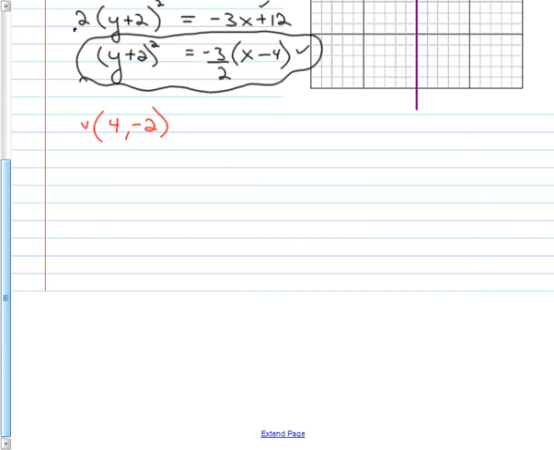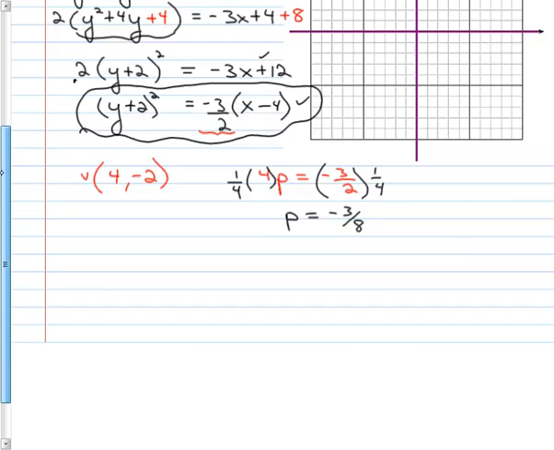Now I need to figure out my p distance. That's the next key, so I can get everything else. And I realize that whatever this number is, that's what 4p equals. 4p equals negative 3 over 2. So I'm going to get rid of that 4 by multiplying by its reciprocal, since I have a fraction that makes it easier. P must equal negative 3/8.